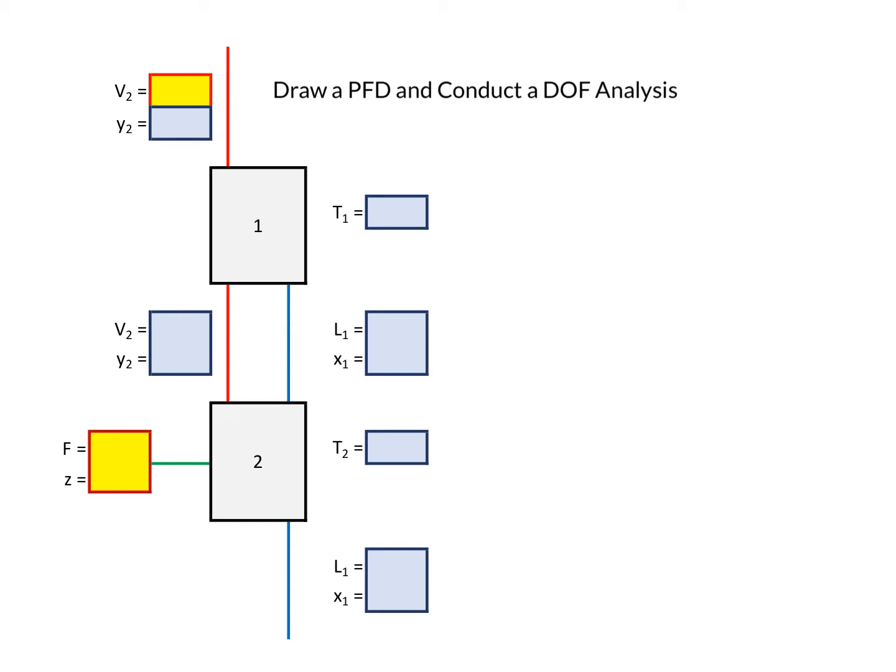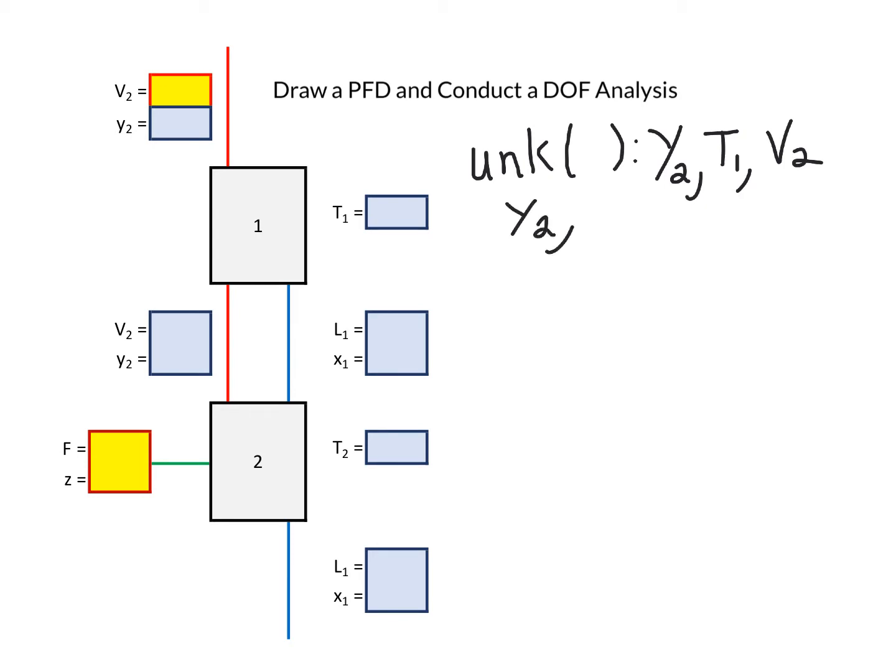So for a DOF analysis, we'll need to make a list of the unknowns. And they will be starting, I guess, at the top, Y2, T1, V2, Y2, L1, X1, T2, L1, and X1. Wow. 1, 2, 3, 4, 5, 6, 7, 8, 9 unknowns.